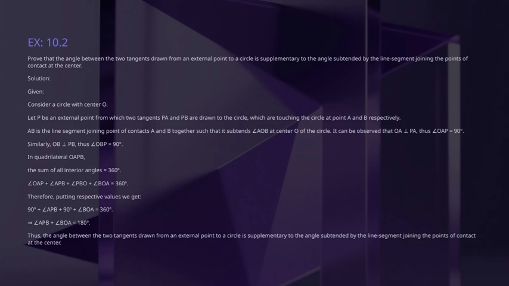The key takeaway here is that the angle between these two tangents is directly related to the angle subtended by the line segment OB at the center O, and as we've shown, these angles are supplementary, meaning their sum is 180 degrees. This result beautifully ties together the properties of tangents, contact points, and the circle's center in a comprehensive way.